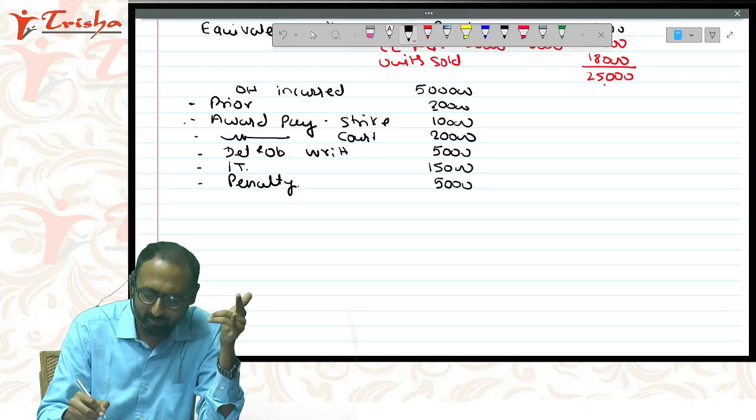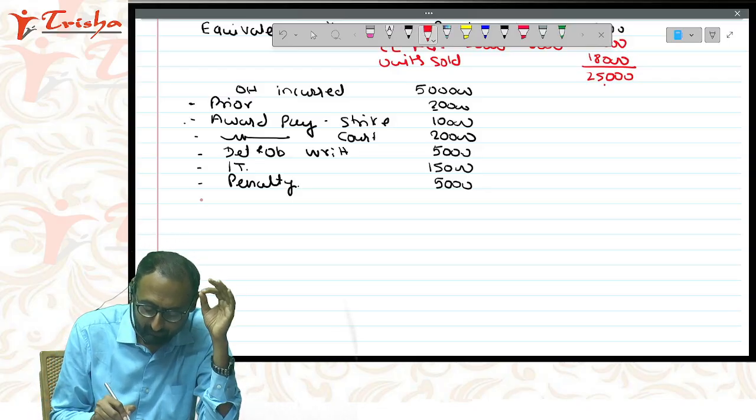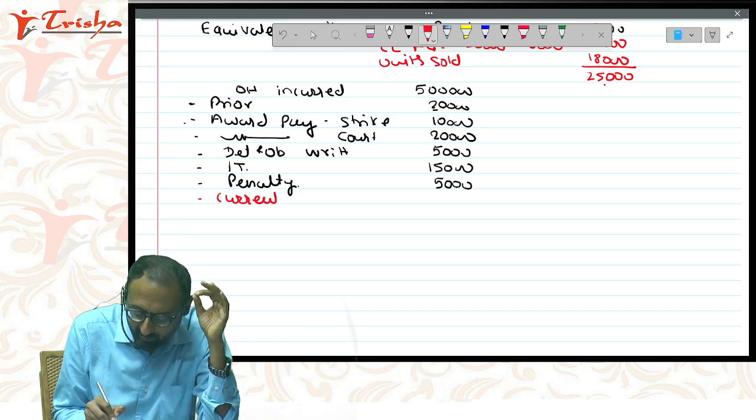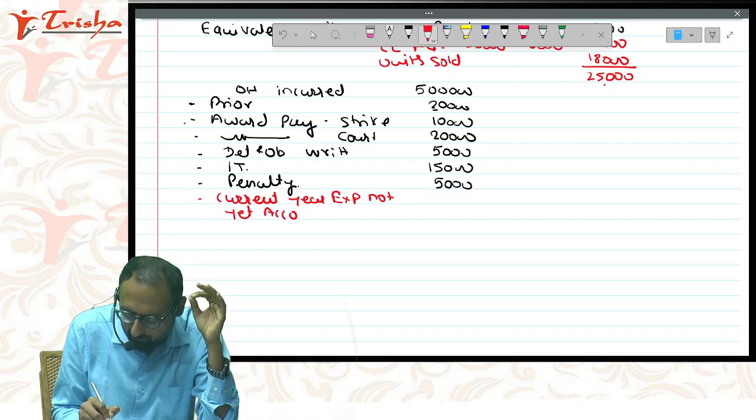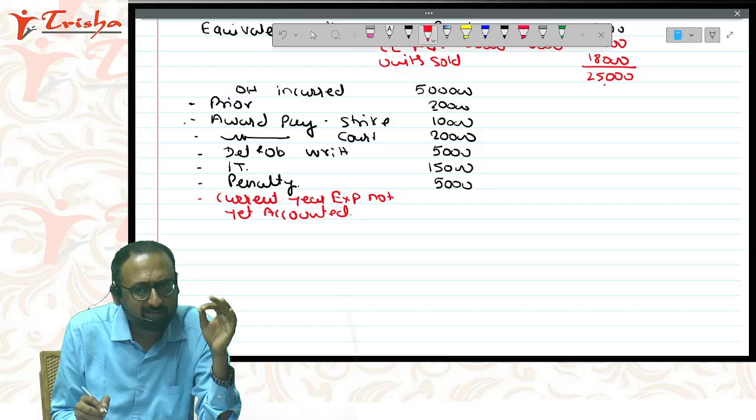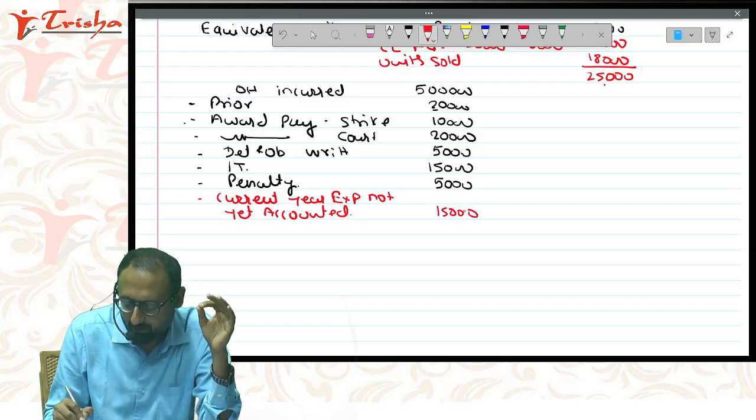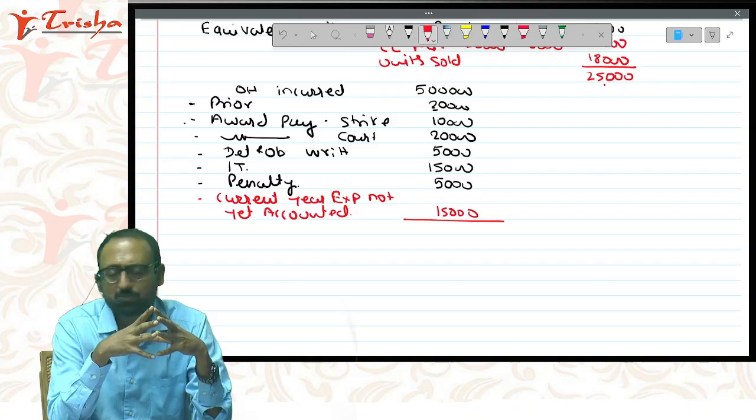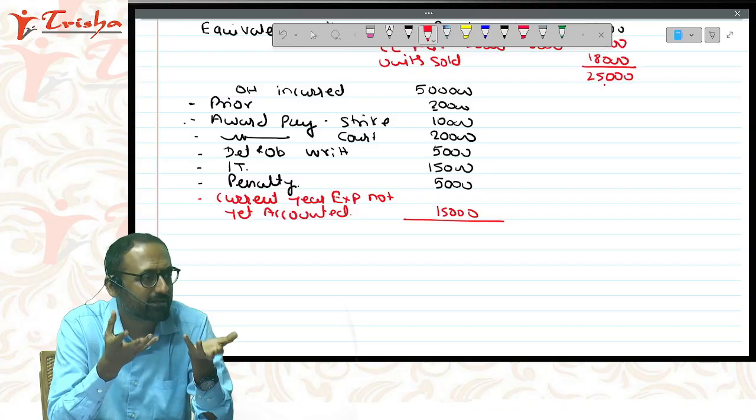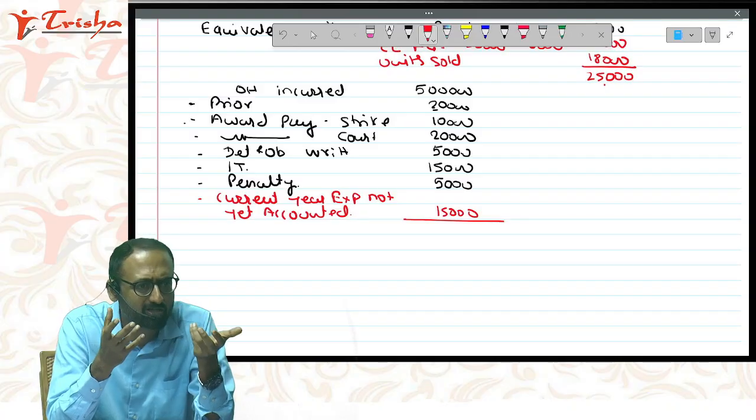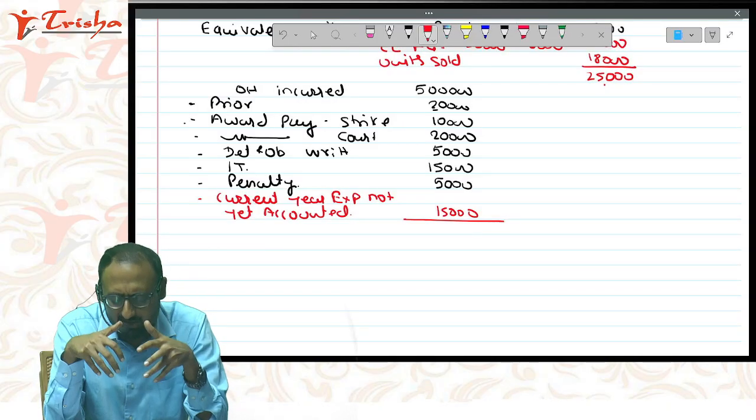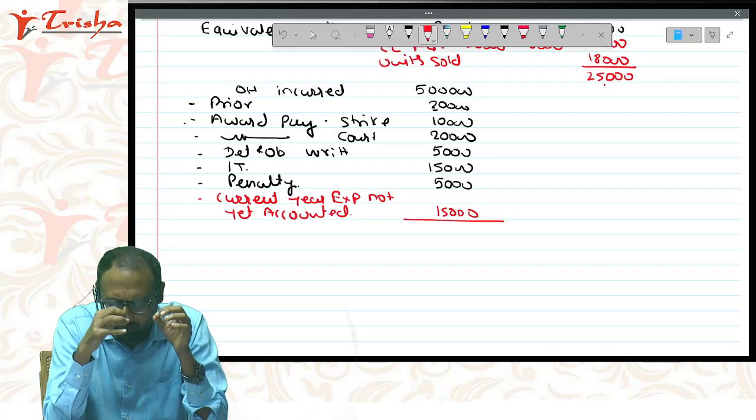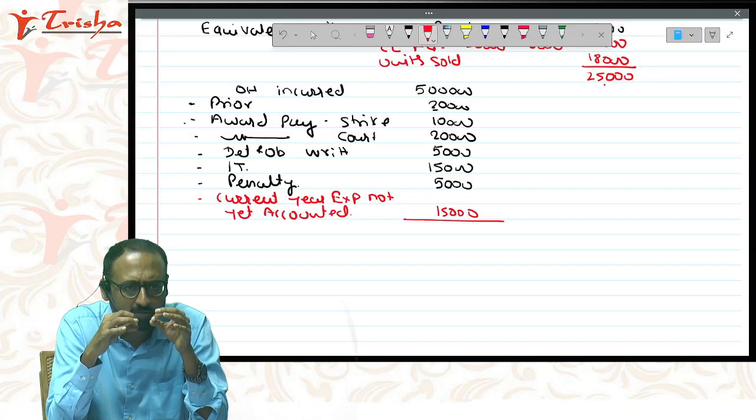And one more adjustment we have seen in a very important question: current year expenses not yet accounted, 15,000. Now, what do you think? Are all these items normal items or extraordinary items? I'll not say abnormal item, it is an extraordinary item. Every year these expenses will not be incurred. So remember the names of all these examples.